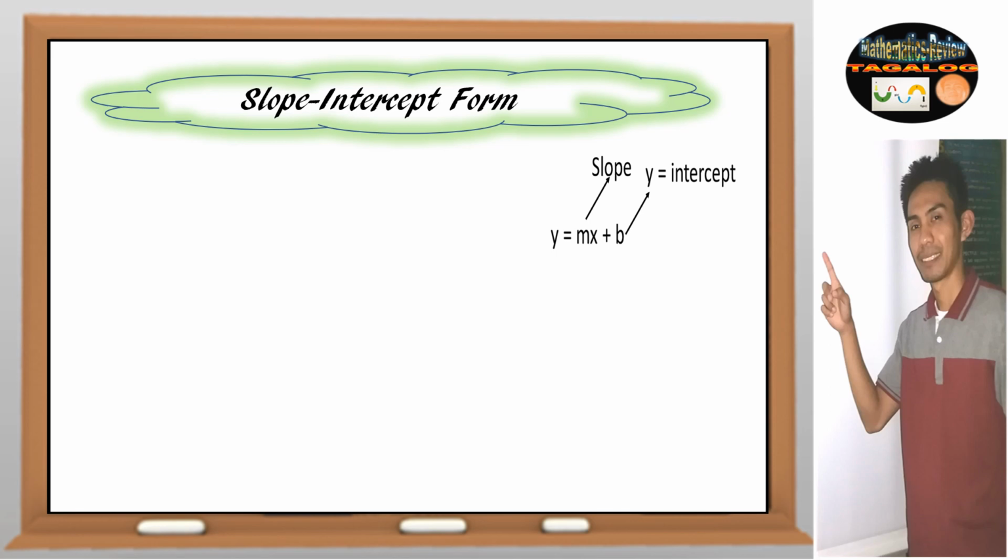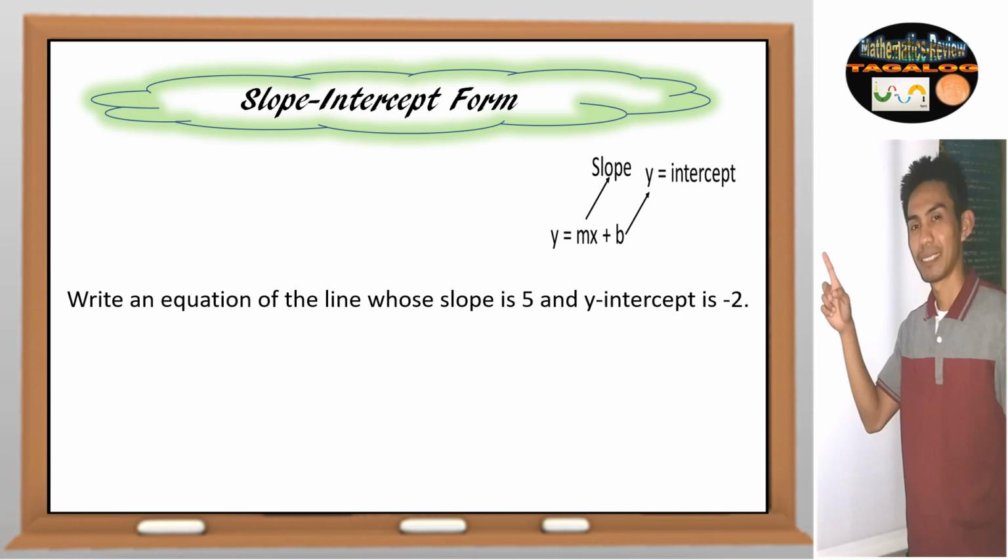Okay, una, slope-intercept form, kung saan yung m, ito yung tinatawag nating slope, at yung b, yung y-intercept. Sa slope-intercept form, y is equal to mx plus b. Okay, for example, write an equation of the line whose slope is 5 and y-intercept is -2. So, mayroon tayong given, m is equal to 5, sabi nga natin, ang m, ito yung slope, at yung b, y-intercept.